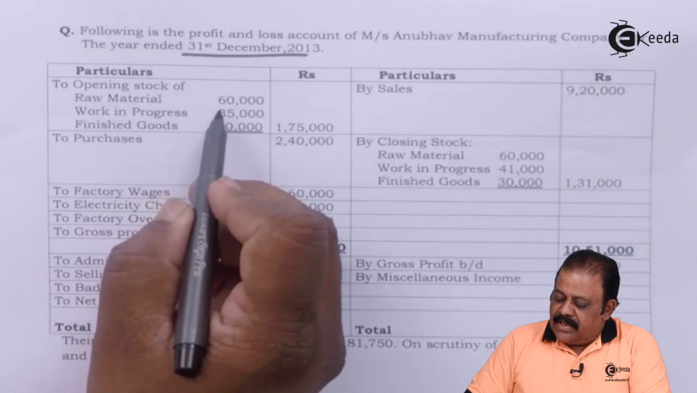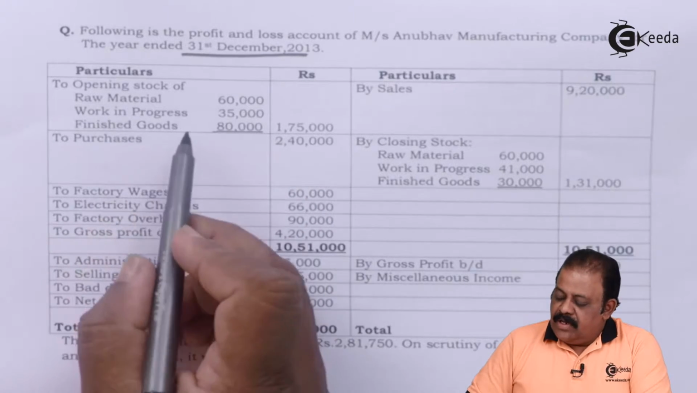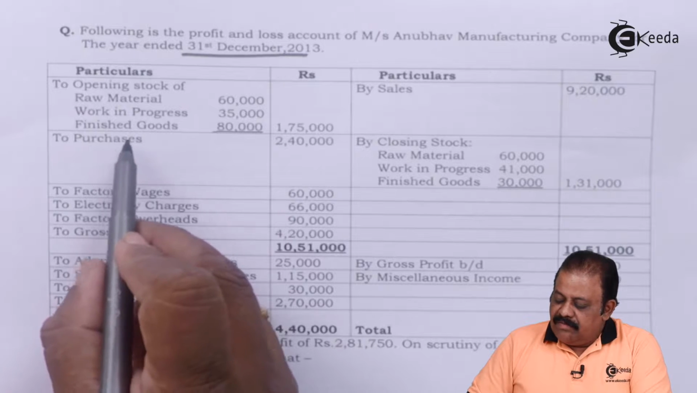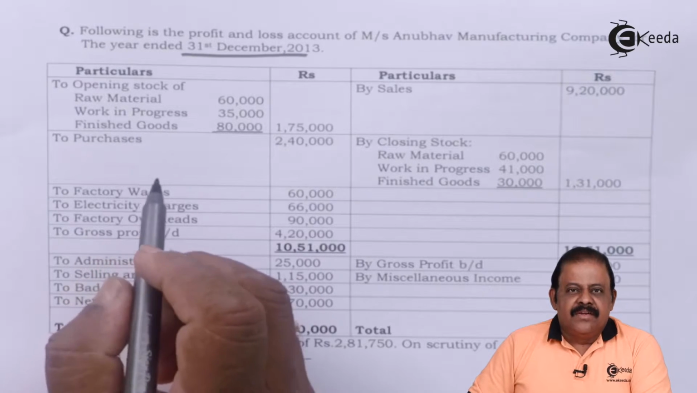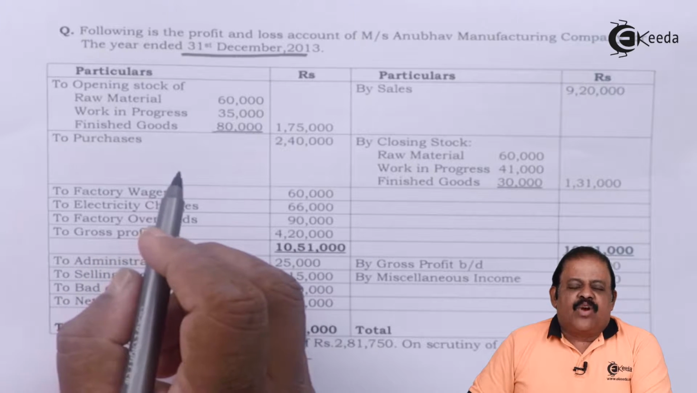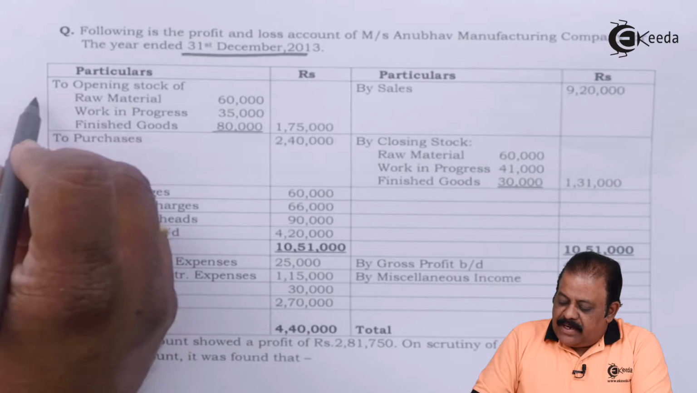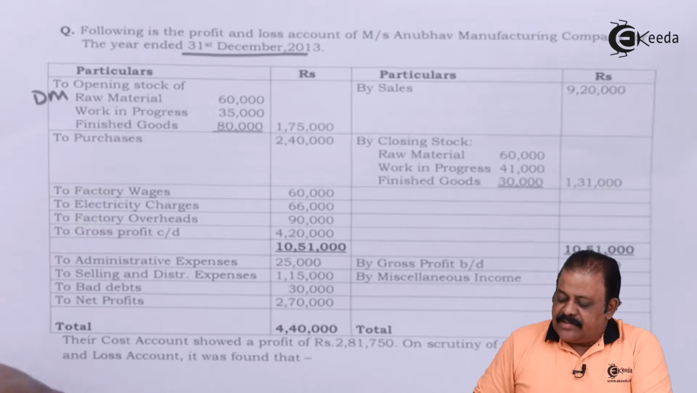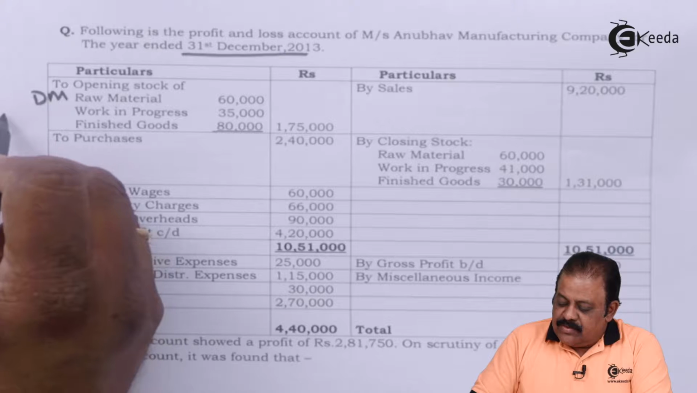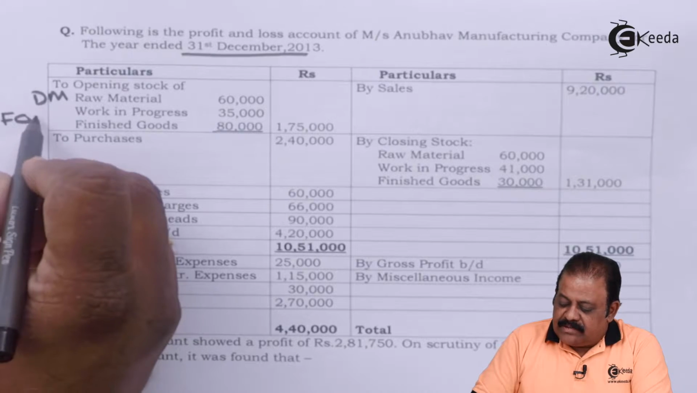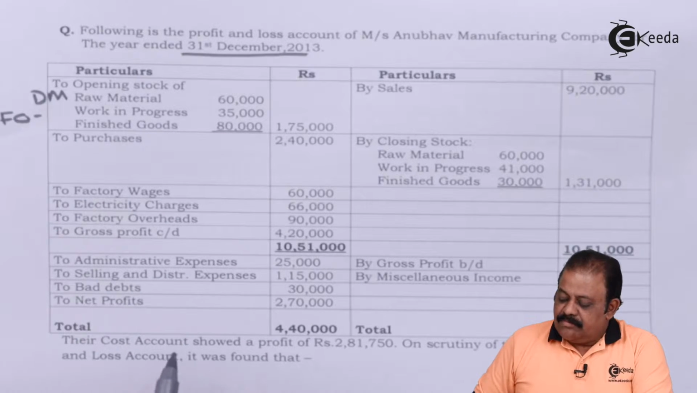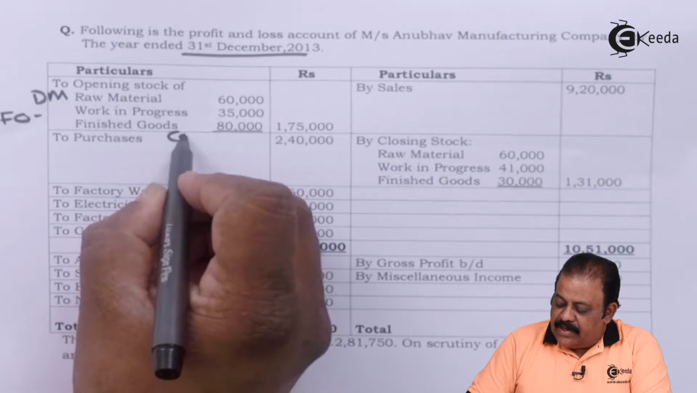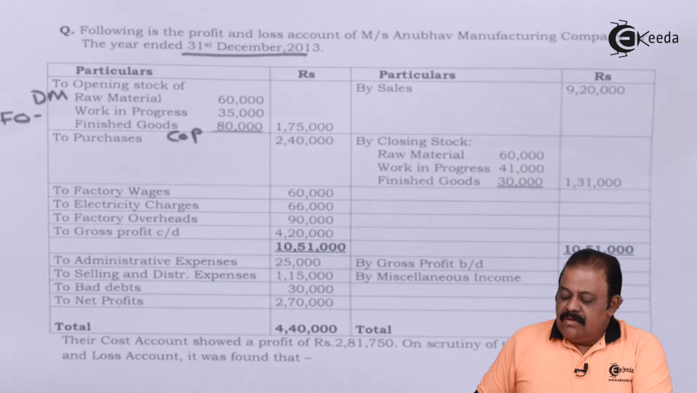Opening stock of raw material 60,000, work in progress 35,000, finished goods 80,000. If we think from cost book point of view, raw material will be part of direct materials. Work in progress, we have to add in factory overheads, gross works cost. Finished goods, it will be added to cost of production.